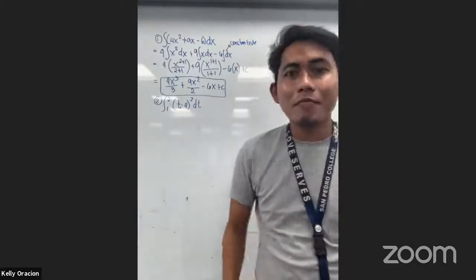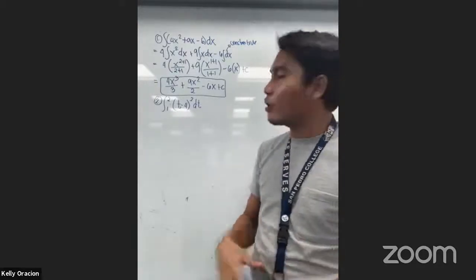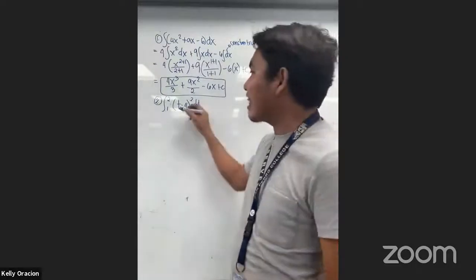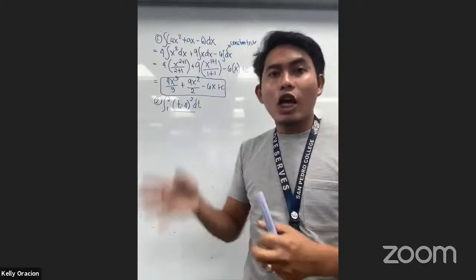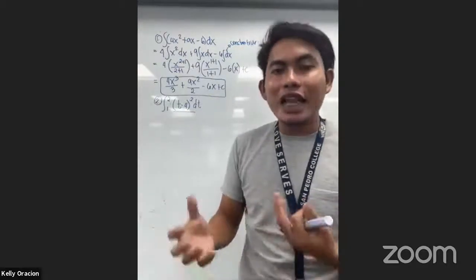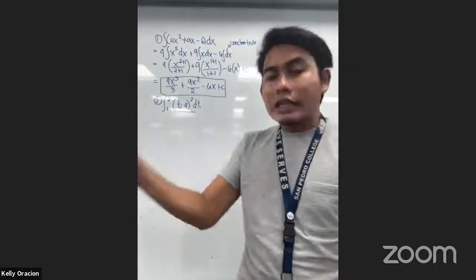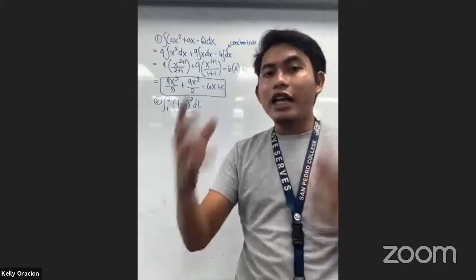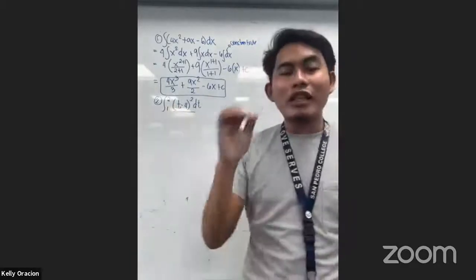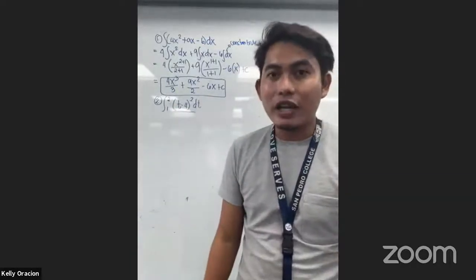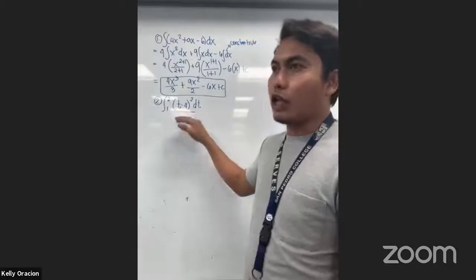Yes, a number. And of course, before we get our answer here, we need to find the antiderivative of this one. That's the process: you need to get the antiderivative first. Then after getting it, substitute the upper limit, which is 2. Then minus, substitute the lower limit, which is 1. The difference between the upper and the lower limit is your answer. Sir, how do we solve this?